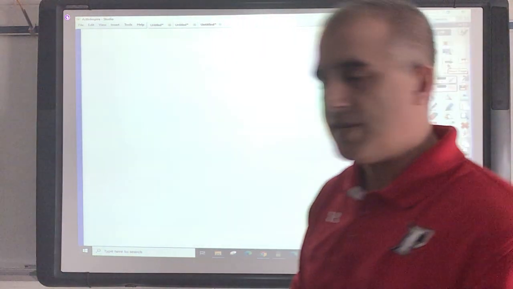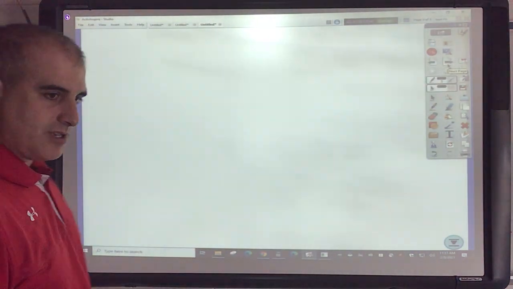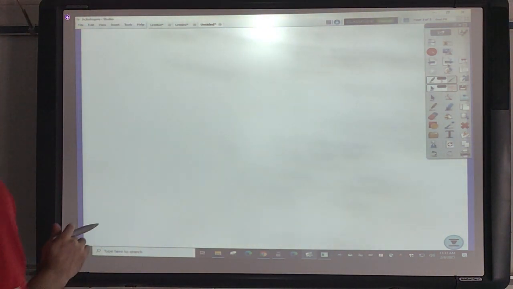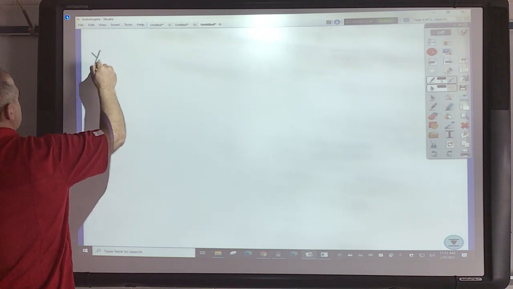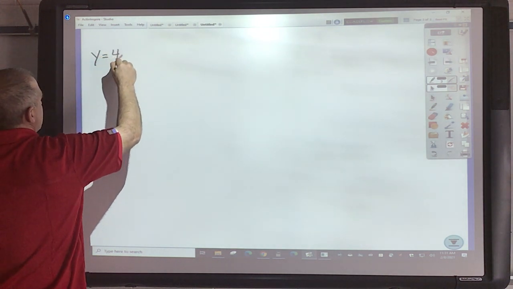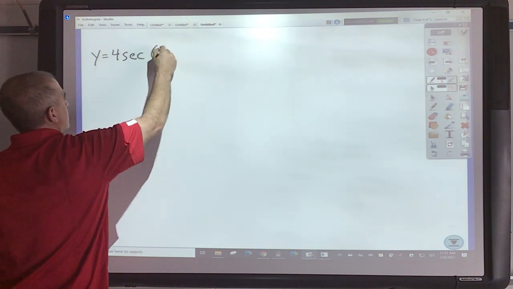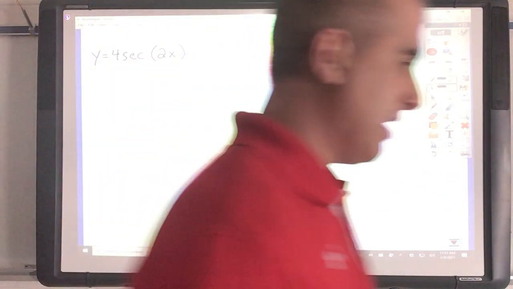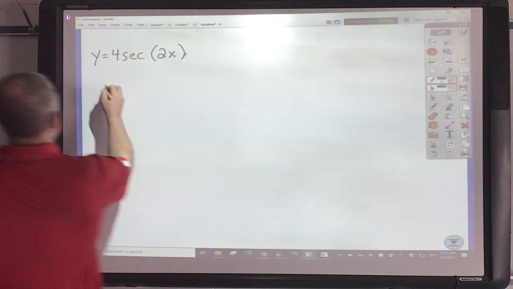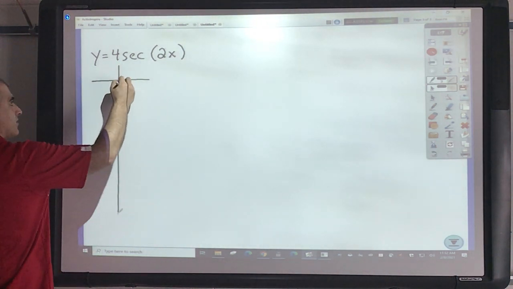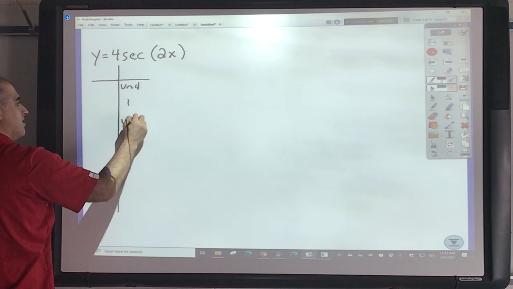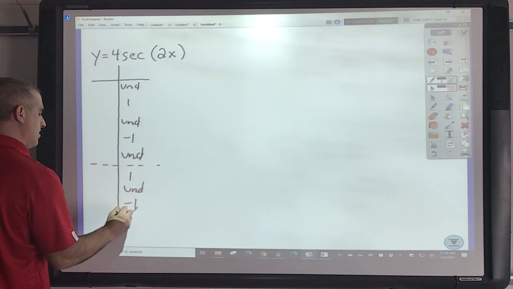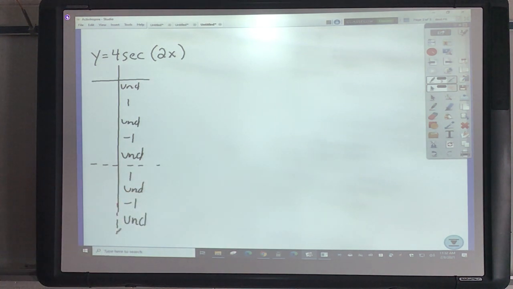For secant, everything is the same, except that the thing is set equal to... let's do a secant graph now. Let's say I've got 4 secant of, let's just say 2x. Now, how does this start? Very similar to how cosecant starts. Undefined, 1, undefined, -1, undefined, 1, undefined, -1, undefined. Doesn't change. Values are good.